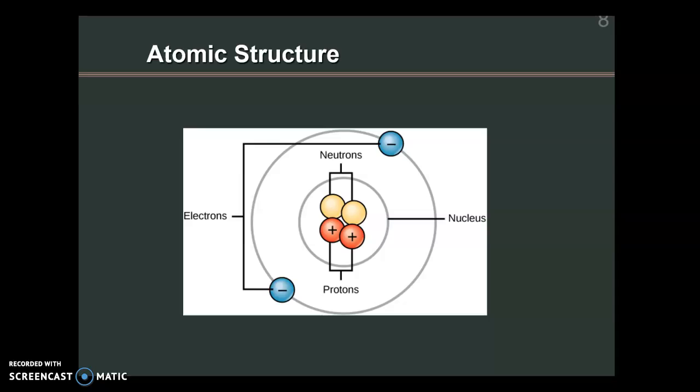And this is what that looks like. This is a very basic diagram showing the positive protons, neutral neutrons in the center of an atom, and then 2 electrons with little minus signs to indicate their negativity, rotating around outside that nucleus.